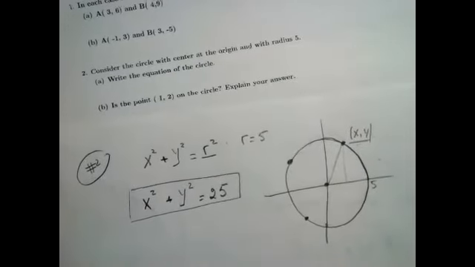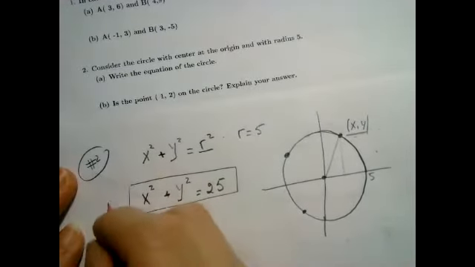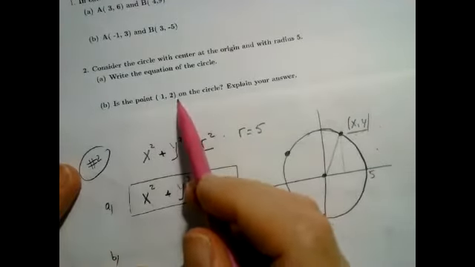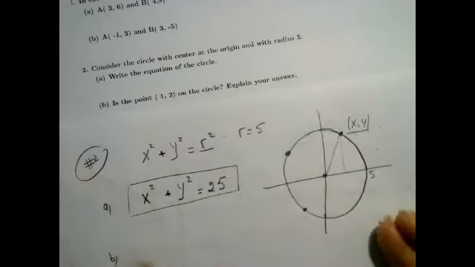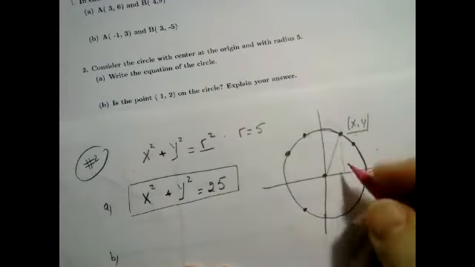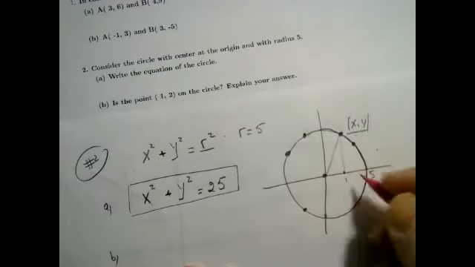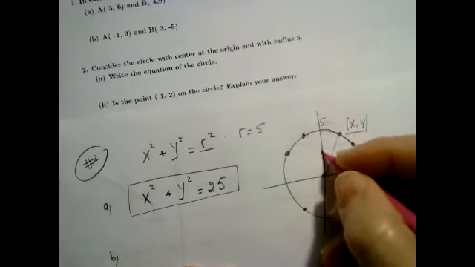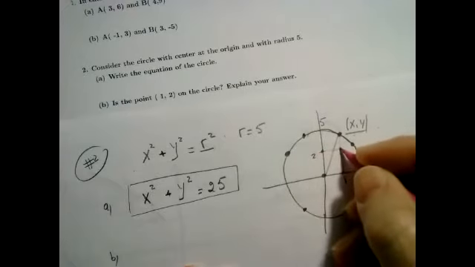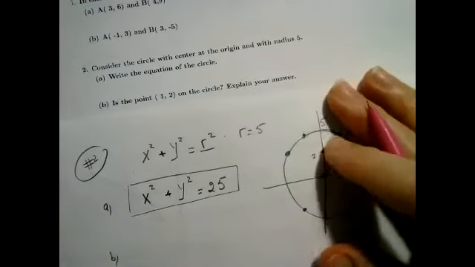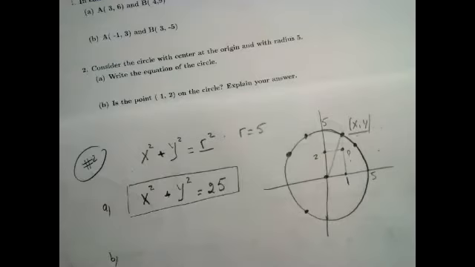Okay, question number 2. So that's A. So that's what we mean by the equation. Part 2. Is the point (1, 2) on the circle? When I say on the circle, it means is it right here? That's on the circle. So if I take the point (1, 2), so this is 1, I really don't know where 2 is, so this is (1, 2). What does the picture tell us? Yes or no? Back to you. No, the picture tells me no. That's the point (1, 2).